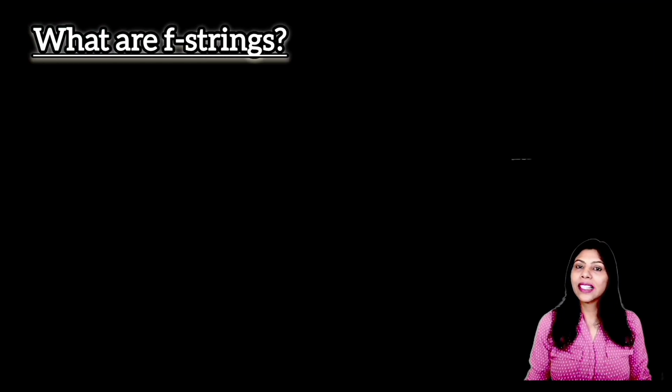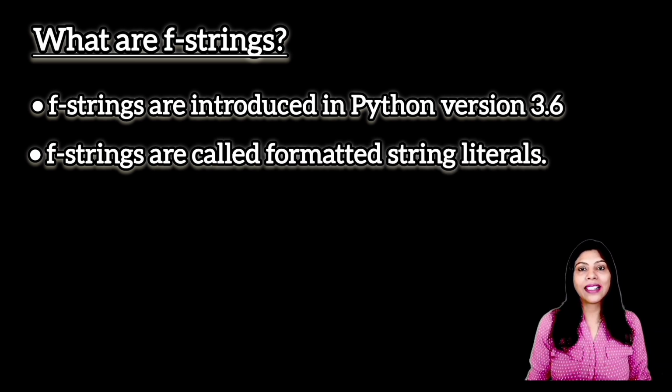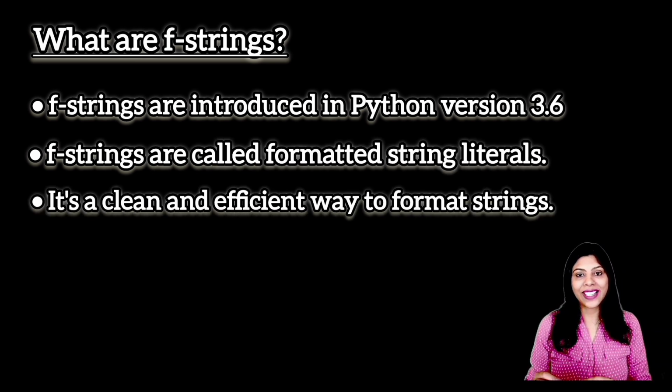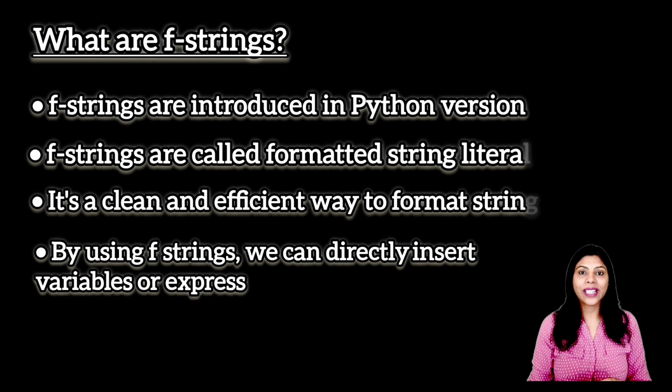What are F strings? Let's know a bit about the F strings. F strings were introduced in Python version 3.6. F strings are called formatted string literals. It's a clean and efficient way to format strings. By using F strings, we can directly insert variables or expressions in a string. Let's understand with the help of an example.